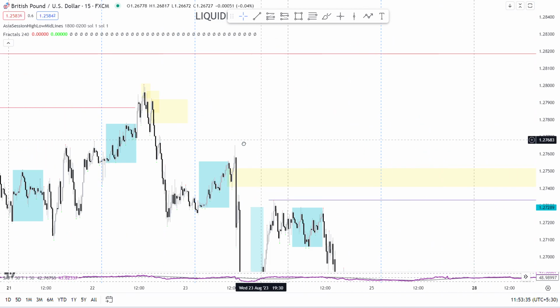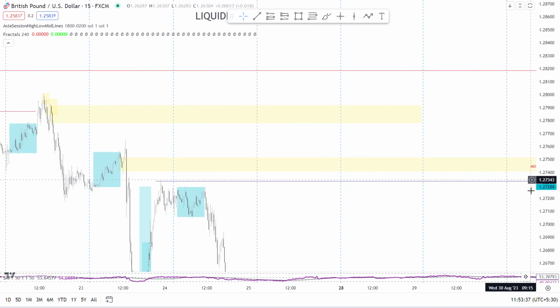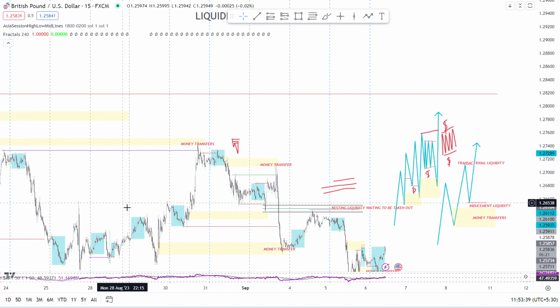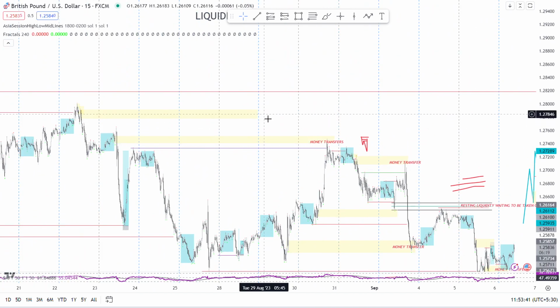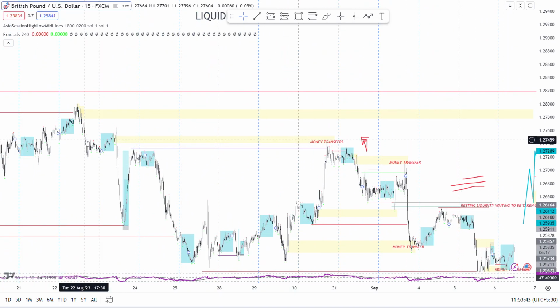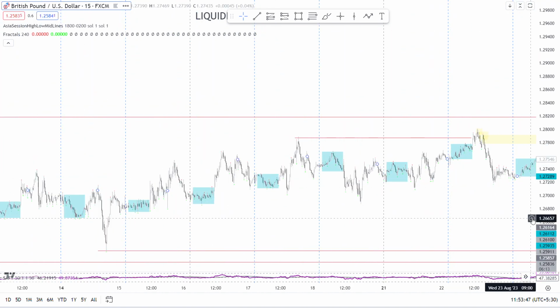So this is the order flow that was not mitigated. So in the future, it may give some reaction. It may give some good reaction. In the future, this zone may give some good reaction because the money is still there. The money is still here.